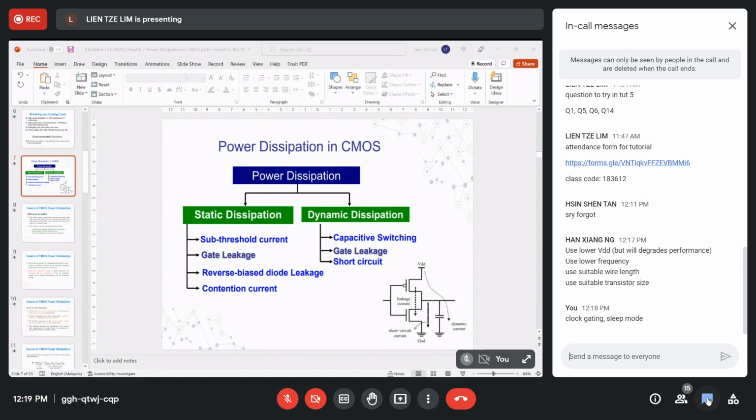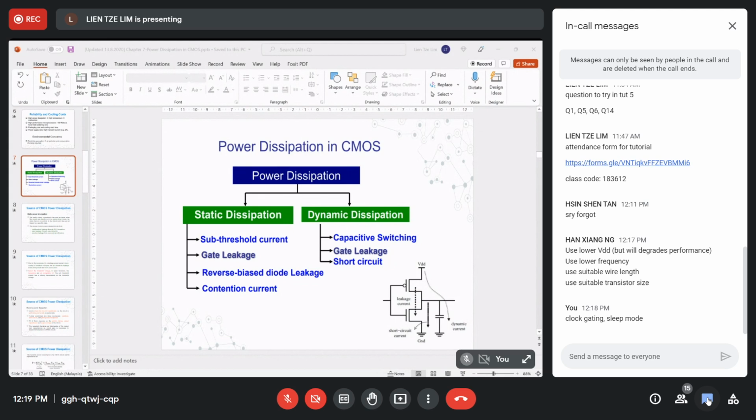Okay, so Yan Chen also gave an answer: clock gating, with the sleeping mode. Yes, this is also correct. And also another answer, like power efficient handling. This power efficient handling is another technique that we can use to reduce the dynamic power dissipation. What is meant by power efficient handling techniques?